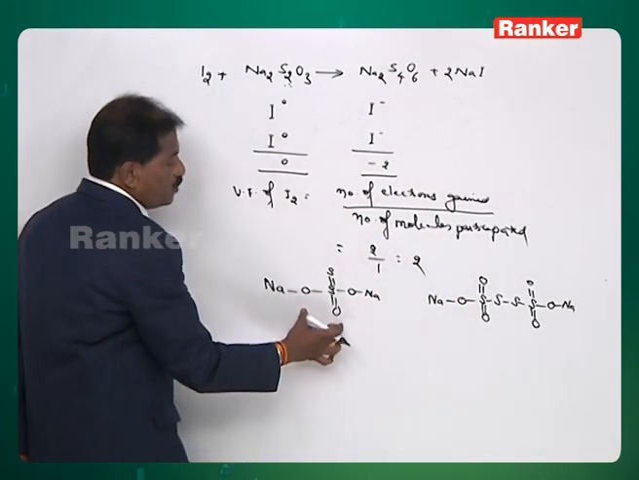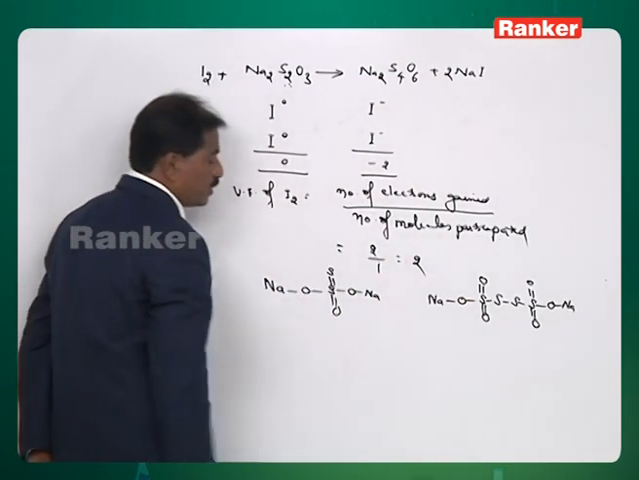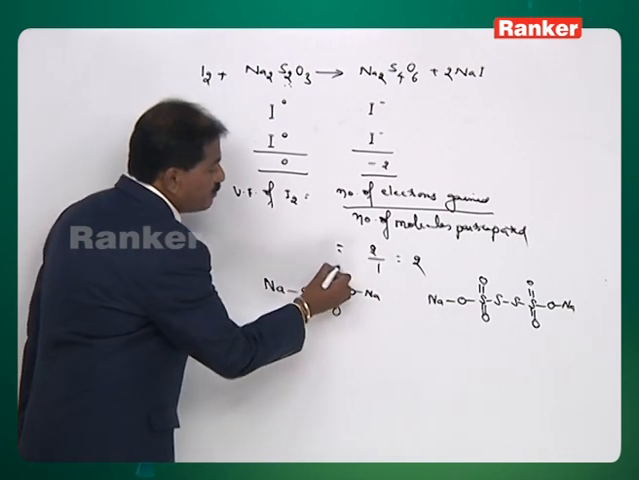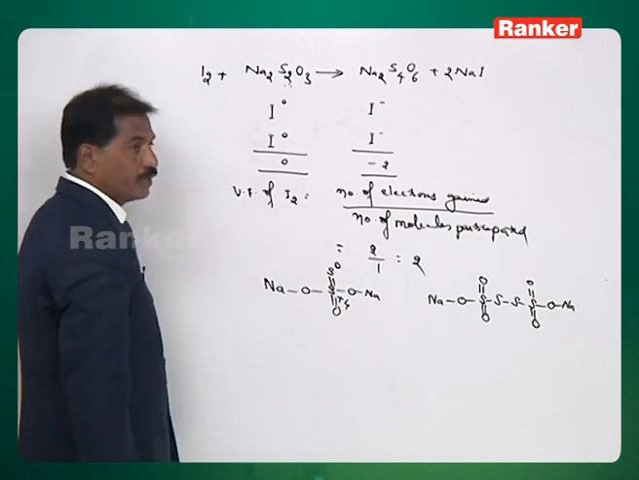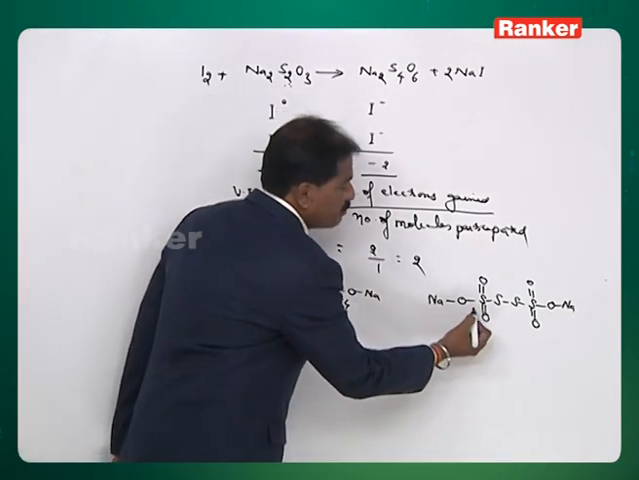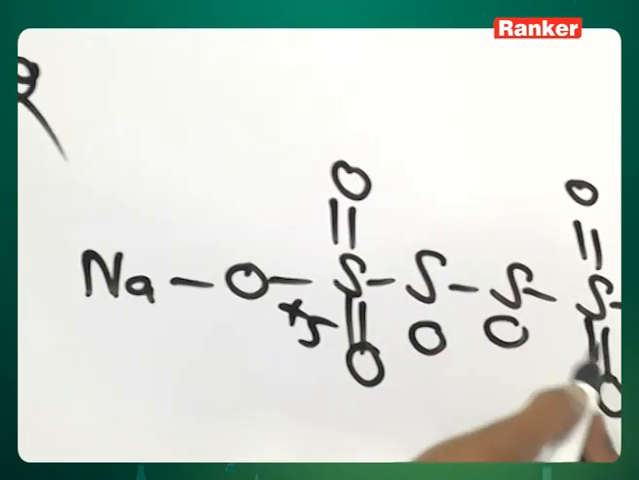This is sodium thiosulfate. This is sodium tetrathionate. Here the oxidation state of the sulfur is 0. Here the oxidation state of the sulfur is +4. Here the oxidation state of this sulfur is +5, 0, 0, +5.